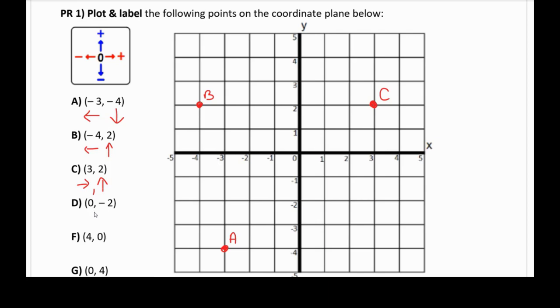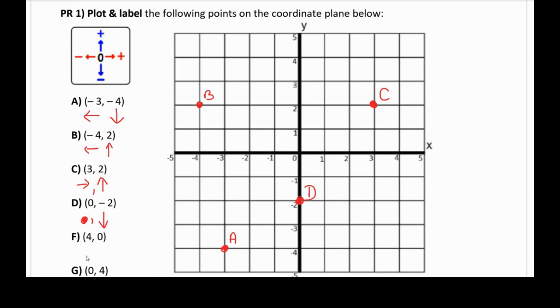For the next point, I have 0, negative 2. 0 means I stay there, and the negative 2 means I go down. So I go to my graph, and I start at the origin. First coordinate is 0, so I stay there. And the second coordinate is negative 2, so I go down 2, and I plot the point. I make the point letter D.